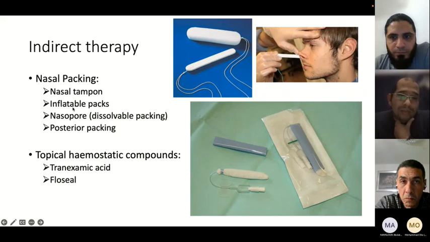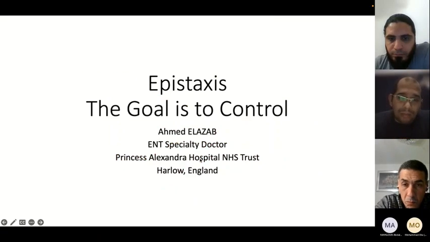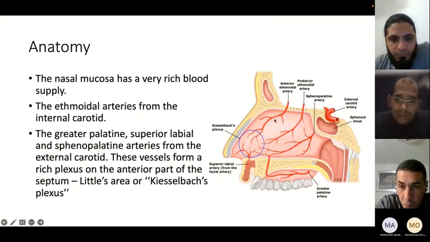There are other types, inflatable bags, and the most common one of them is the Rapid Rhino. There are two types: the anterior Rapid Rhino and the anteroposterior Rapid Rhino. The difference between them is that the anterior Rapid Rhino contains only one balloon. When it is inflated, it mainly controls any site of bleeding in the anterior nose. If the site is here, anterior, the balloon will fill this area and control any site here. This is the anterior balloon.